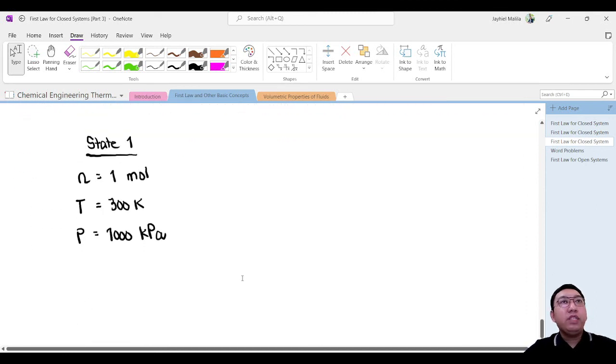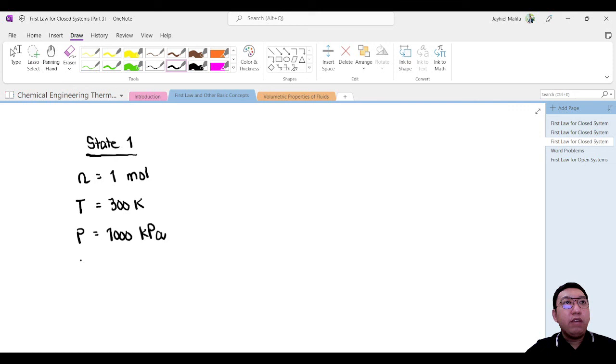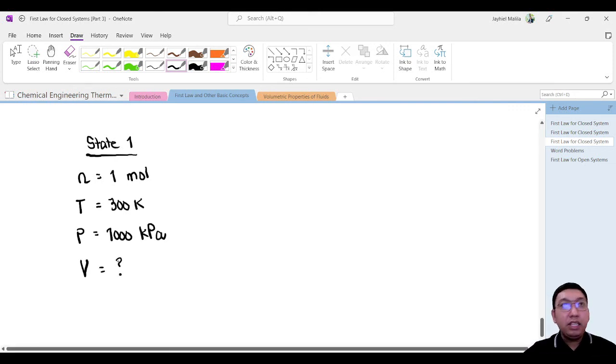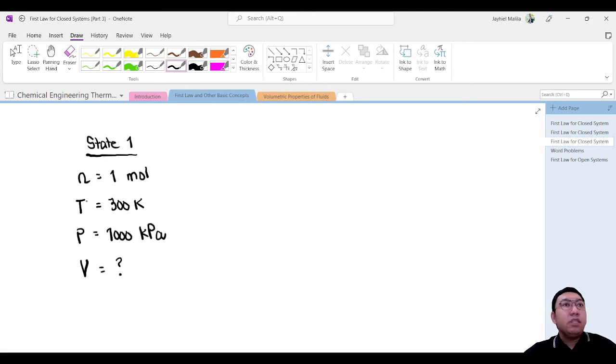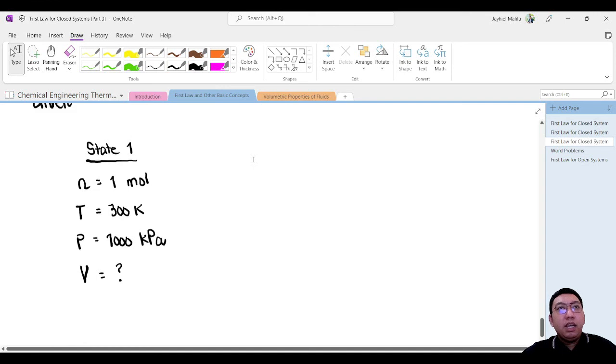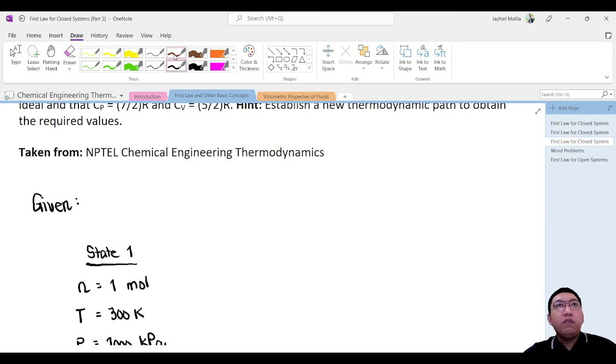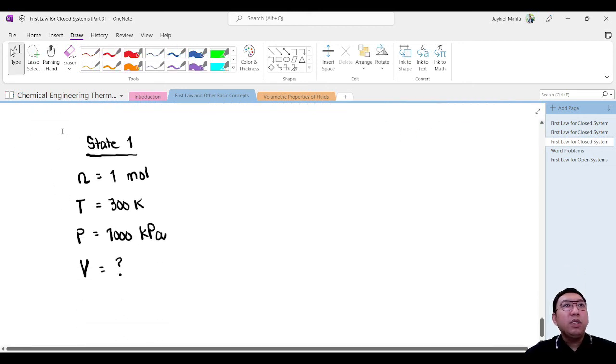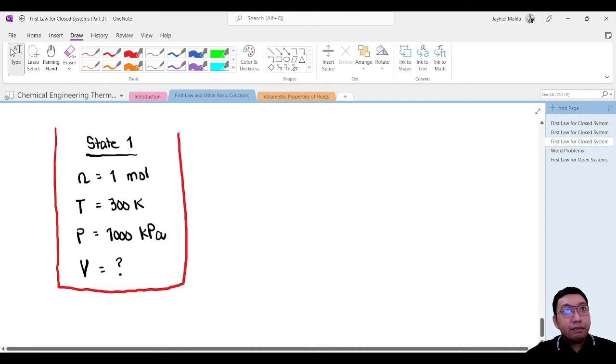So for state 1, what we lack is the value for volume. Usually for an ideal gas, it will be very easy to solve for the volume because you have this one, right? PV = nRT. Just to recall the ideal gas equation, a very simple equation that high school students know or even elementary students might know. Okay, this is state 1 for the gas.